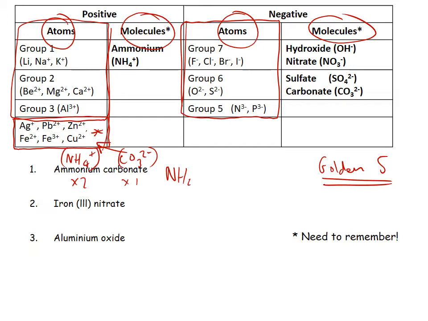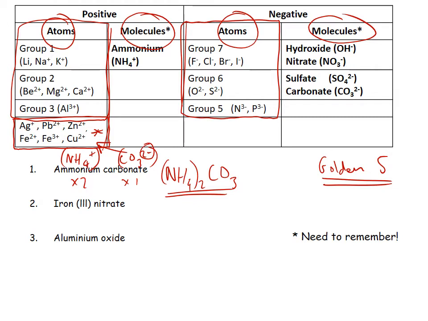So with your ammonium, you'll have to write out your molecular ion. Because you've got a multiple of it, you need to put it in brackets because you're multiplying the whole molecule. So you'll put a 2 on the outside there in small, and then you'll have your CO3 next to it. Now note, you don't include charges in the final chemical symbol. Okay, just only the ions.